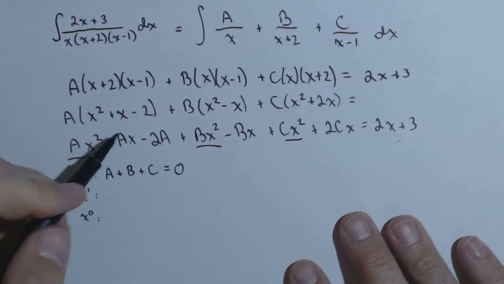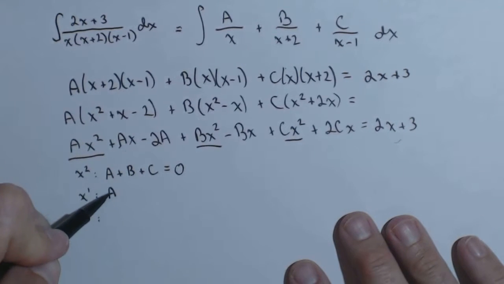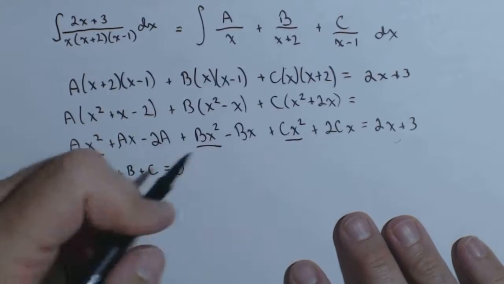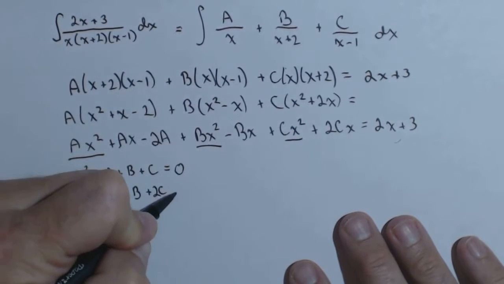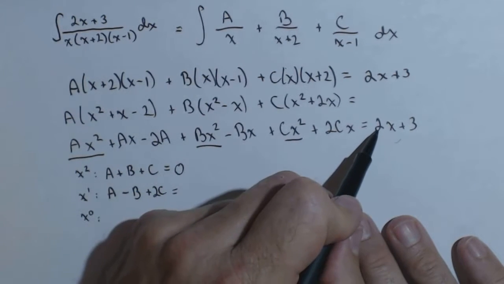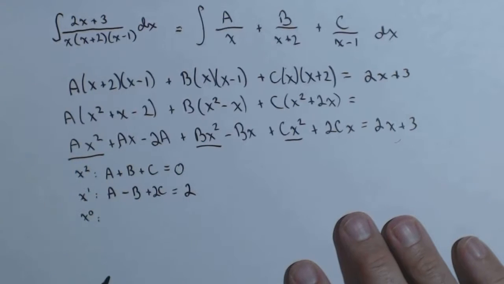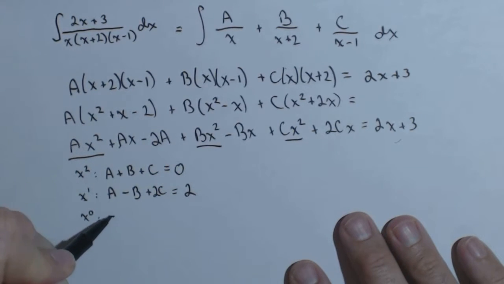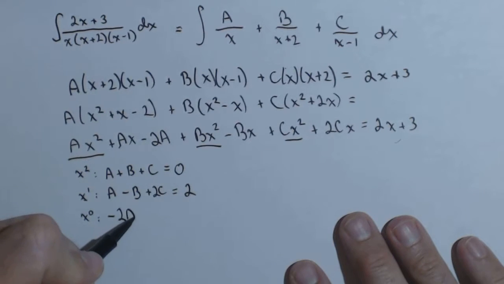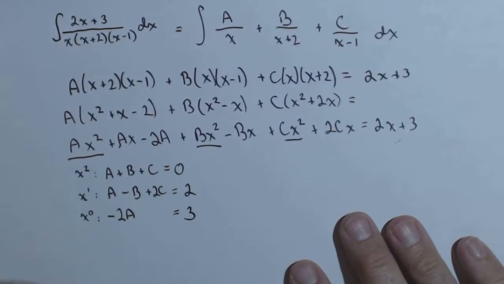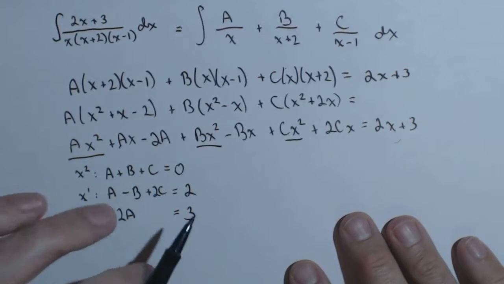X to the first, I've got 1A, minus B plus 2C, and that's why I like having the constant out front. Now this is for the x to the first, and there's 2 of them, so that should equal 2. Finally, I've got my constants. I get minus 2A, and that should equal 3. And this sets up my system.